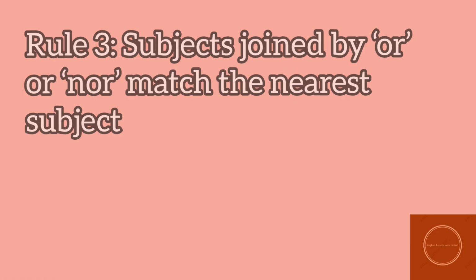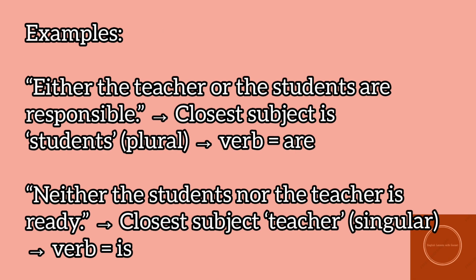Now I'll also give you an example. Either the teacher or the students are responsible. Here now the closest subject is students to the verb. That is why here are is used. Now I'll properly do an analysis for you for this sentence. So here we have two subjects. One is teacher and one is the students. Now and the verb is are. So the verb is more closer to the subject, the students. That is why we are using the verb are in this sentence.